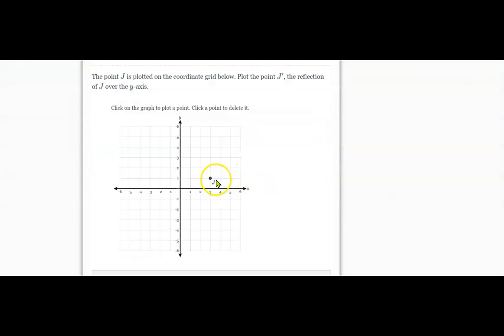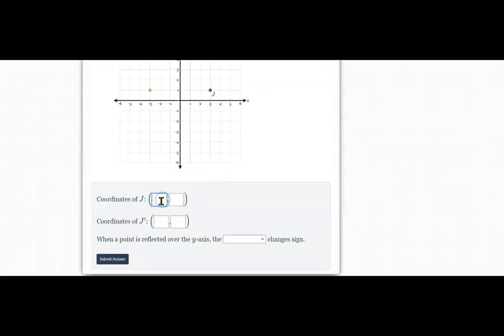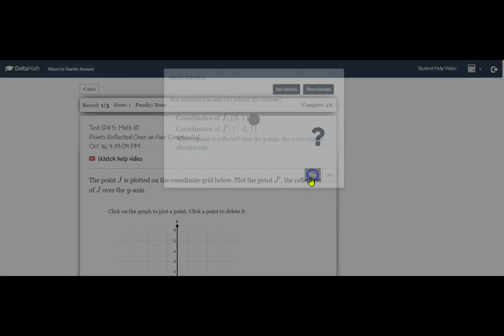There's my point J, and this time it also says to reflect over the y-axis. This is the y-axis, so we're going that way. So instead of being 3 units to the right, we'll be 3 units to the left. Again, the original point was 3, 1. J prime is -3, 1. And when you reflect over the y-axis, the x-coordinate changes.